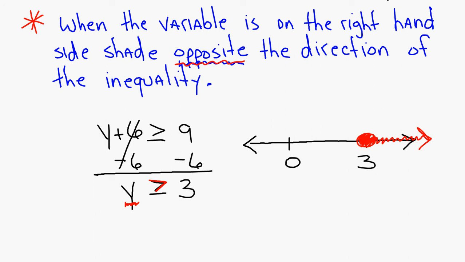One-step equations. You're either adding or subtracting to the variable. Do the opposite of what's being done in the problem. If the variable is on the left-hand side when you're finished, you shade the direction that the inequality is pointing. If the variable is on the right-hand side, then you shade opposite the direction of the inequality. Does anybody need to see another example?